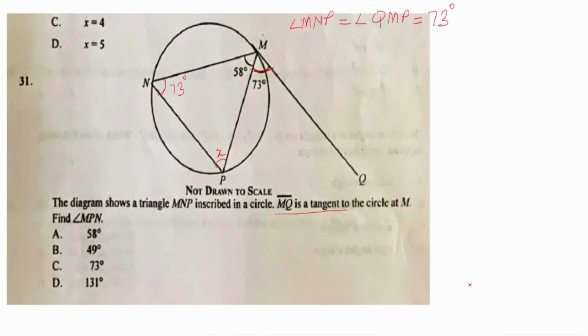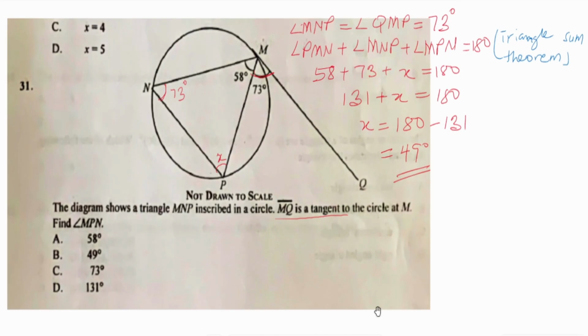Now that we know this, we are just going to use the triangle sum theorem, which says that when you add all three angles in the triangle, it should be equal to 180 degrees. Let's set it up. So that means that angle PMN, which is a 58 here, plus angle MNP, which is a 73 here, and then plus angle MPN, which is the X, the angle we're solving for, should be equal to 180 degrees. Let me set it up. I just wrote everything I've said so far.